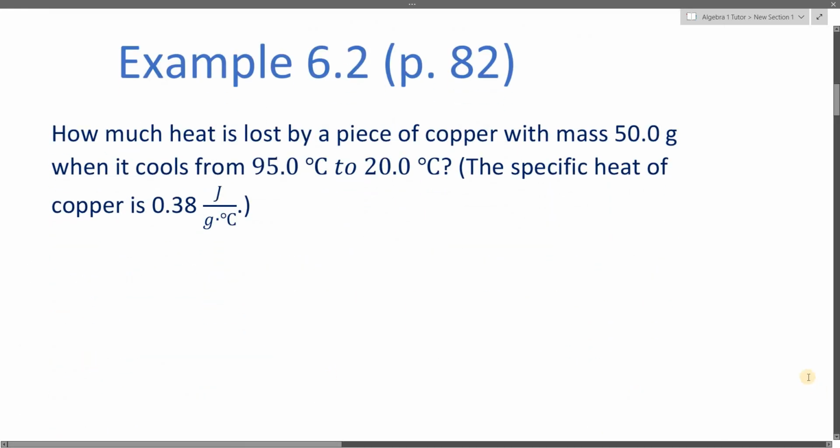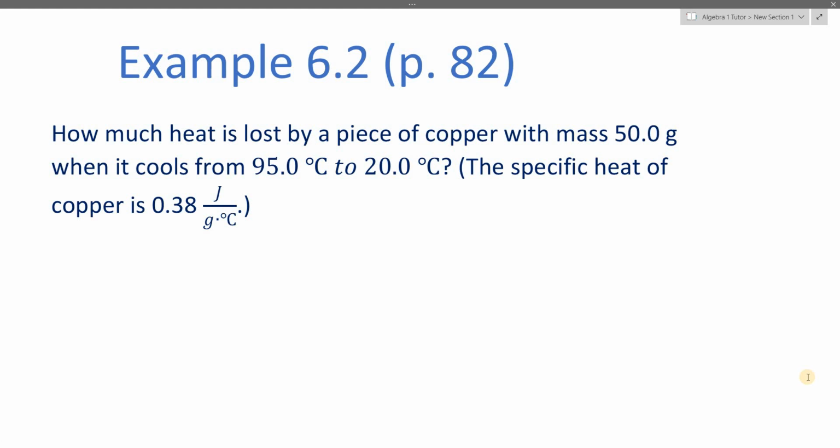Example 6.2 is a different type of question. It deals with specific heat. Specific heat comes into a very specific type of formula. On page 82, you will see that one. It says how much heat is lost by a piece of copper with a mass of 50 grams when it cools from 95 degrees Celsius to 20 degrees Celsius. Then it says the specific heat of this is 0.38 joules per gram degree Celsius.